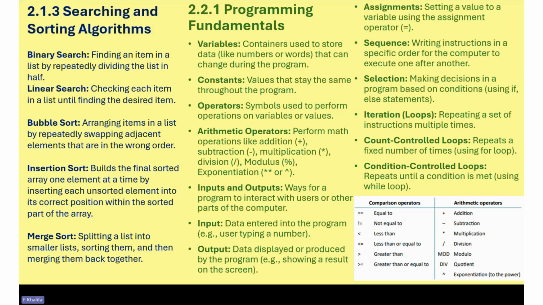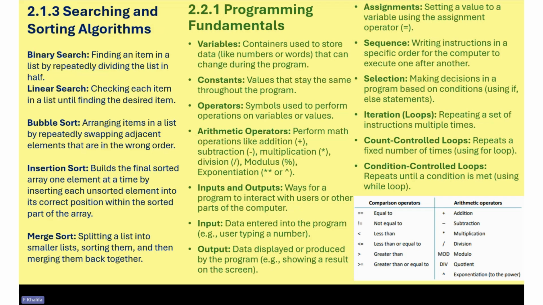For insertion sort, it builds a final sorted array one element at a time by inserting each unsorted element into its correct position within the sorted part of the array. And then you've got merge sort. It splits the list into smaller lists all the way until we get to independent elements, and then it sorts them back out, merging them back together.